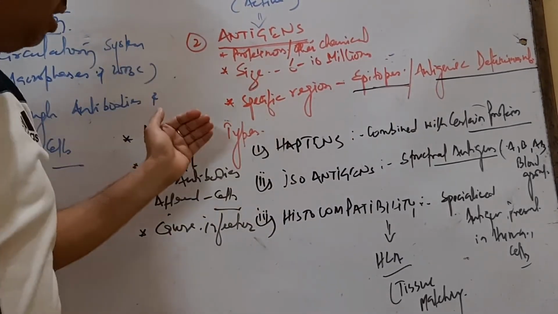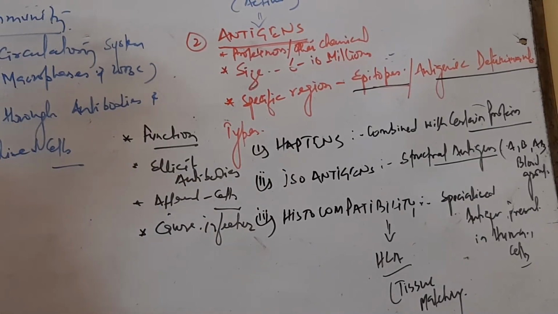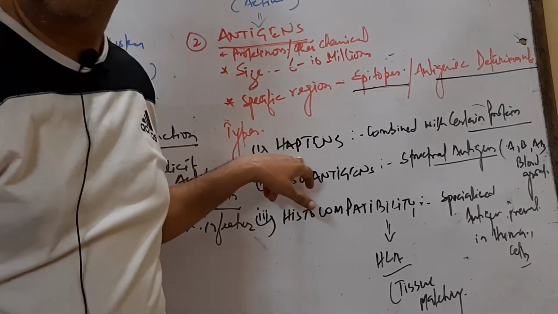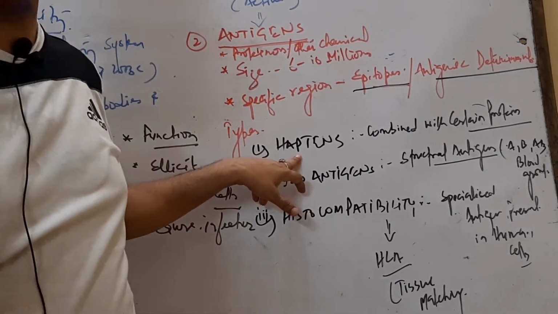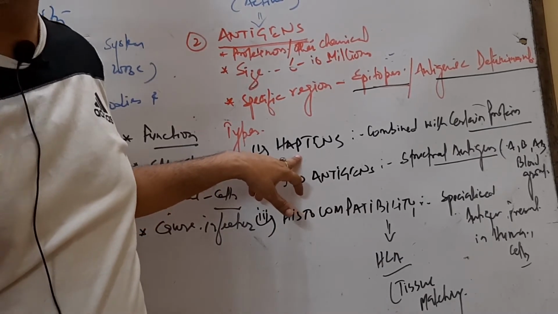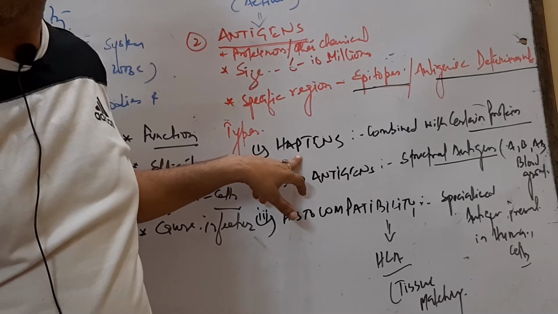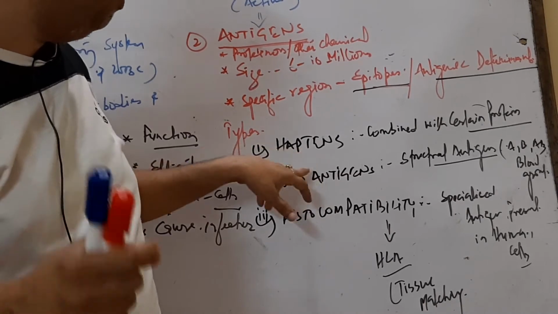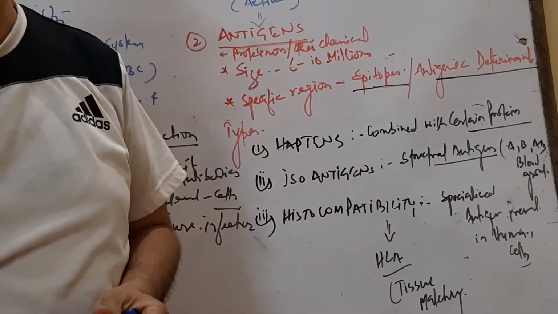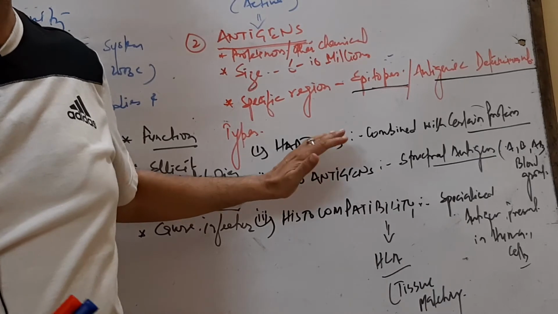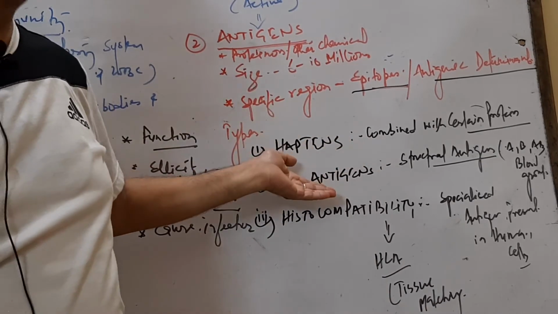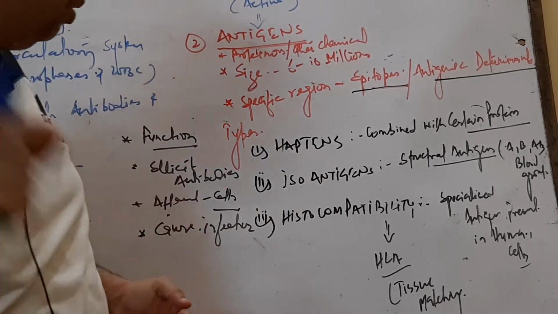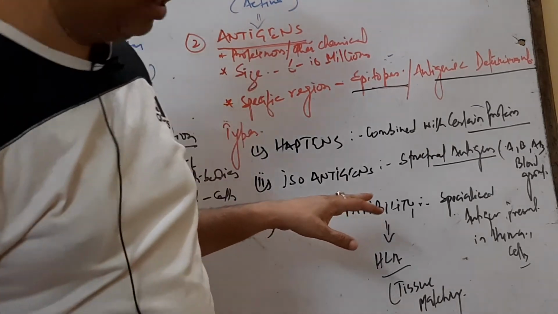Now we come to the types of antigens. First is haptens. A hapten is an antigen which, when alone, cannot affect the defense cells. When it is combined with another protein substance, it becomes immunogenic. Alone it is not able to provoke immunity, but when combined with a certain protein it becomes immunogenic. Immunogenic means it has the power to reduce the power of antibodies.